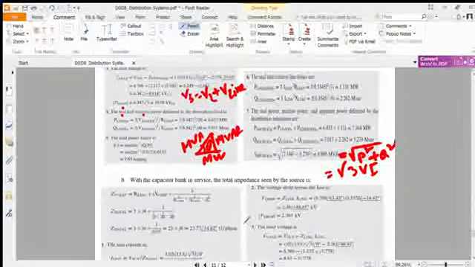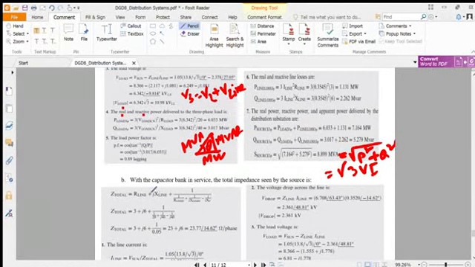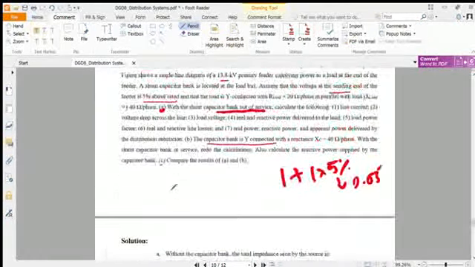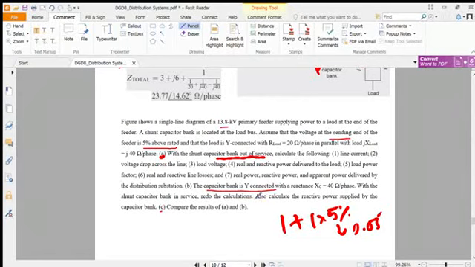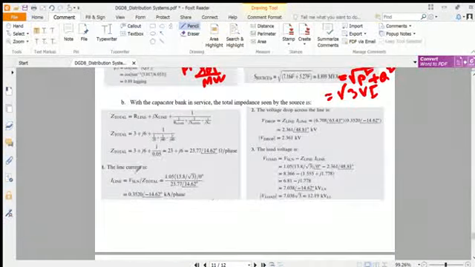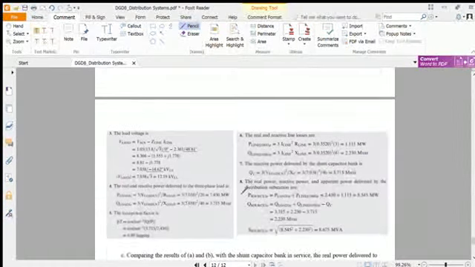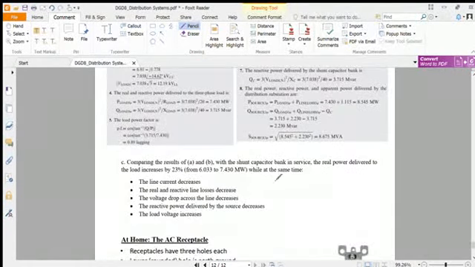And for case B with the capacitor bank, here just change the total impedance, and all the procedure remains the same, and then compare the results. So when we add the capacitor in parallel with the load, shunt connected, the real power delivered increases by 23%, comparing the results from these two.